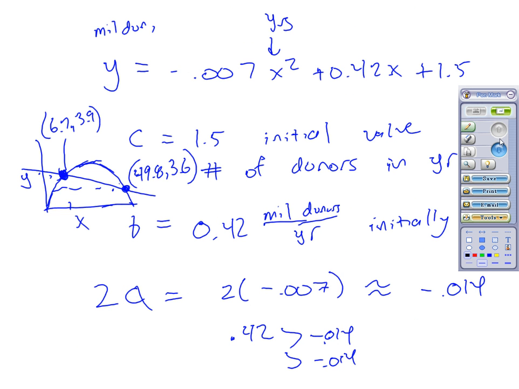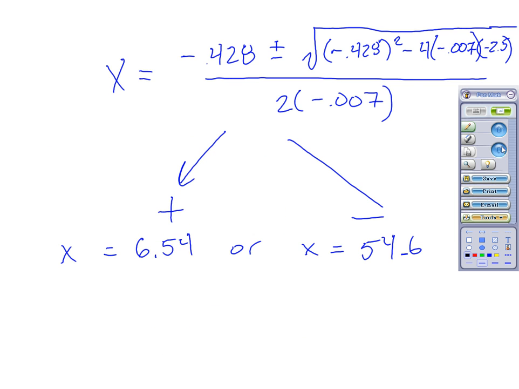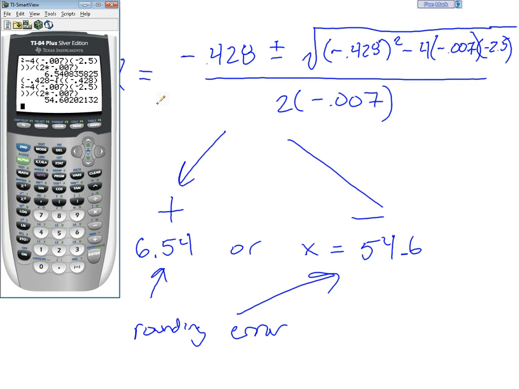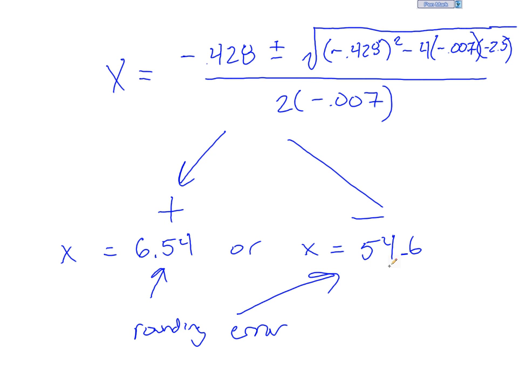Okay, now you compare this to what we got earlier. We had about 6.7 and 49.8. Now these only vary because of rounding error. We rounded so much, whereas in our calculator, our y equals went out to many, many decimal places. So we still got roughly the same answers. You know, this one's off by about 5, but that's again just because of rounding.